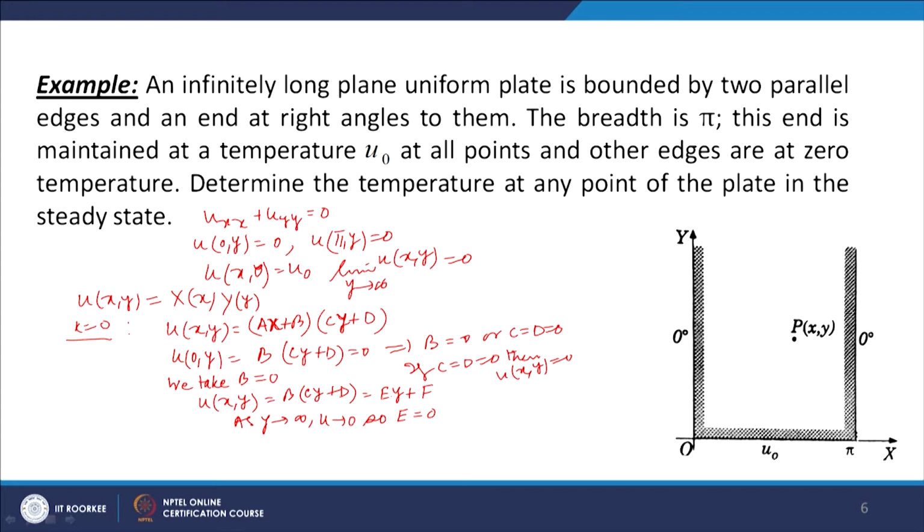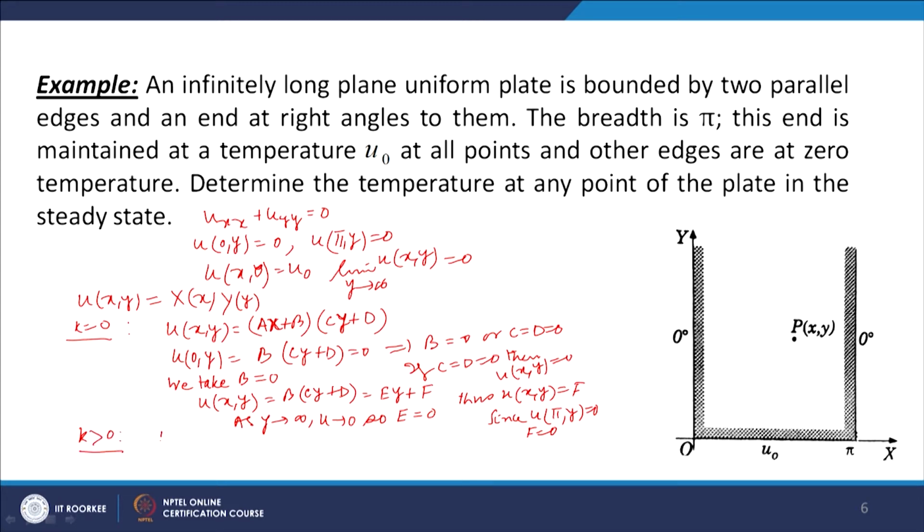So, E is equal to 0 means we have u(x,y) = F. And we see that u(x,y) = F is not possible, because we are given that u(π,y) = 0. So, since u(π,y) = 0, F must be 0. So, u(x,y) has to be 0 and therefore, this case is not possible, u(x,y) = (ax + b)(cy + d). Let us take then k greater than 0.